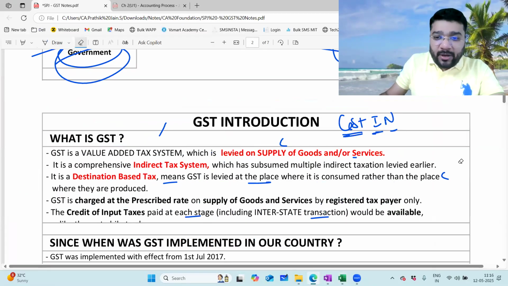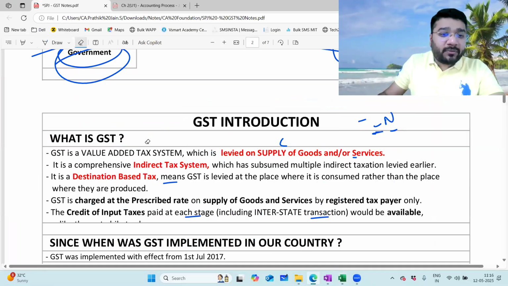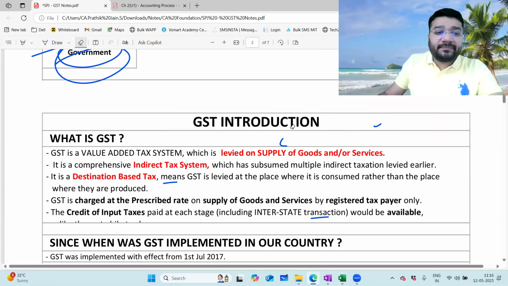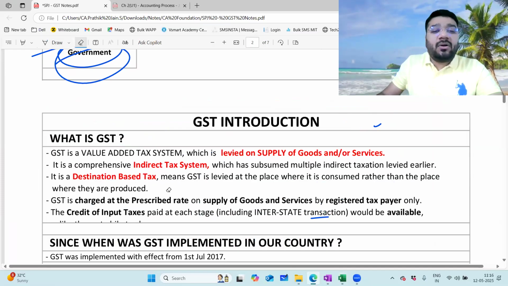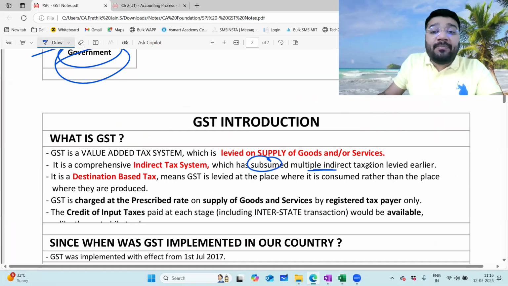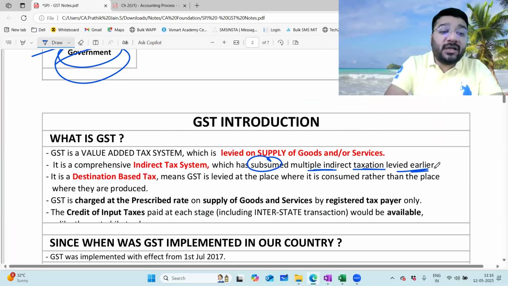I said I'll explain this point now, right? Which point is that? Second point. What is the second point saying? Loudly read. It is a comprehensive indirect tax system which has subsumed multiple indirect taxation levied earlier. Now listen to me very carefully.